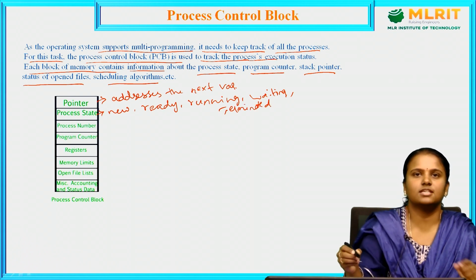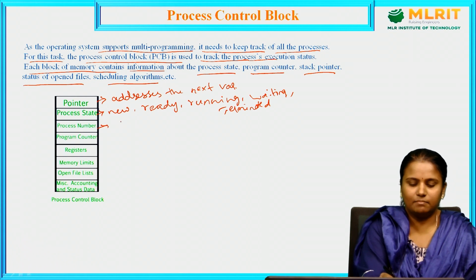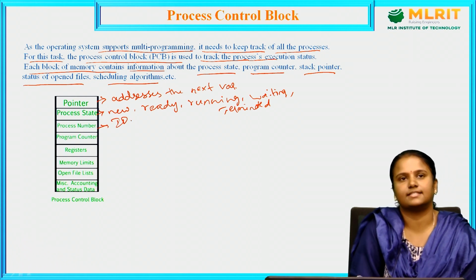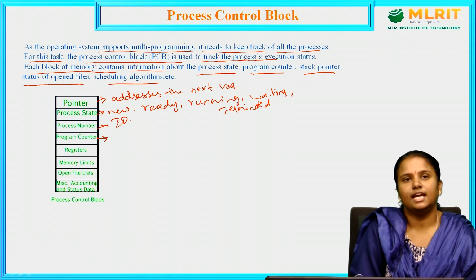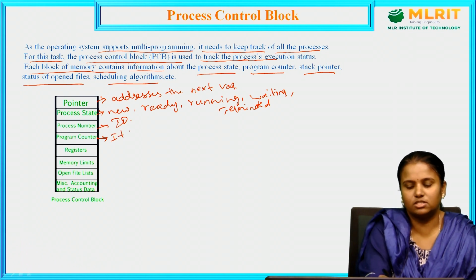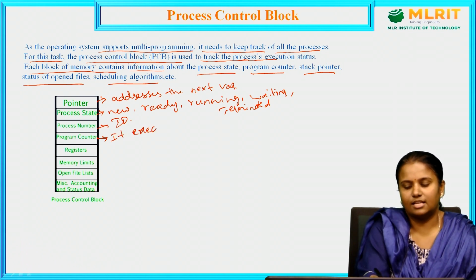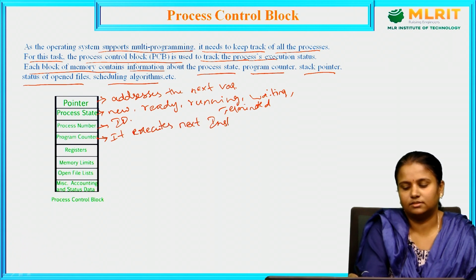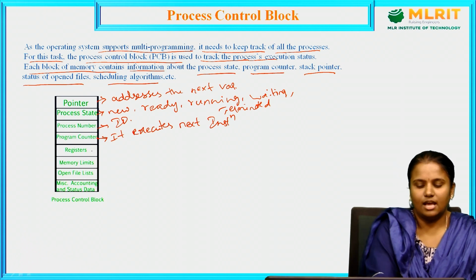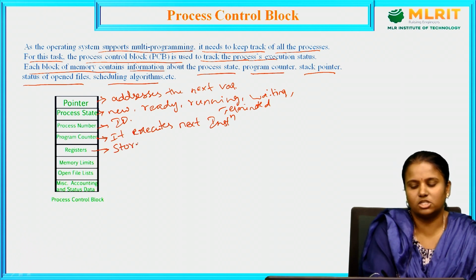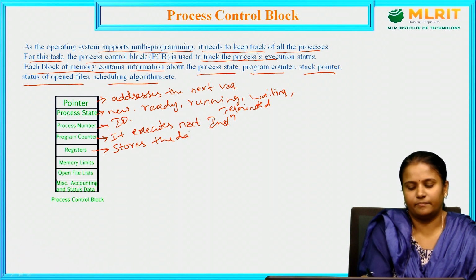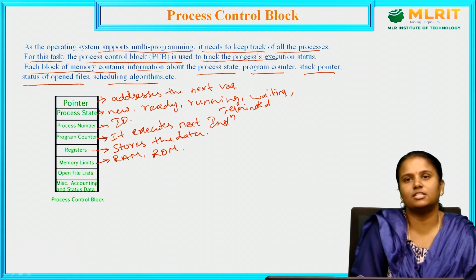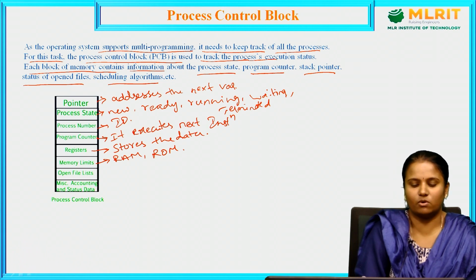Next, what is the process number? The process number holds the process ID. Next, the program counter executes the next instruction. Next, registers store the data. Next, memory limits consist of RAM, ROM, and how much data can be stored up to the limit.